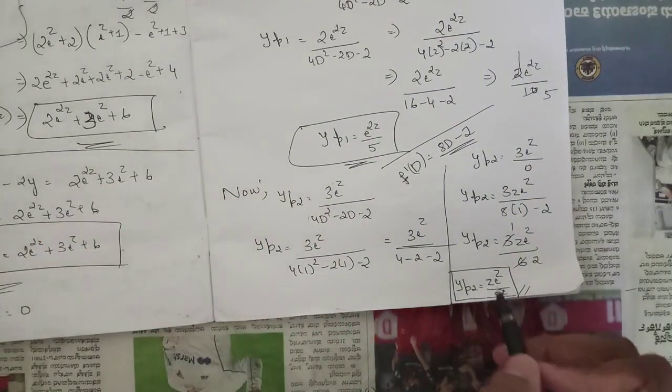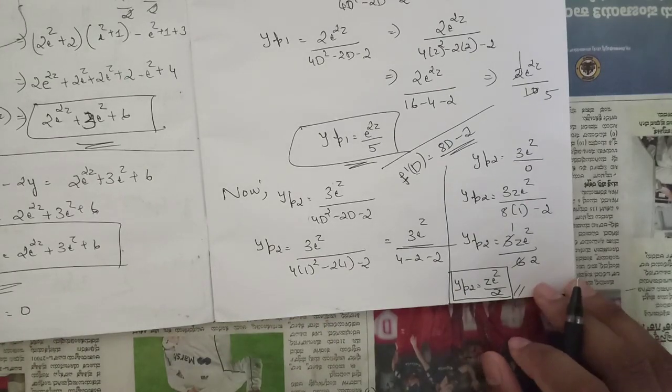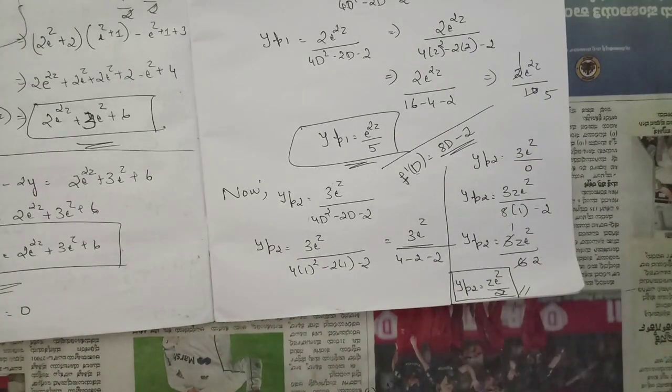so this is visible, right? Z e power z by 2. Okay, so this is your yp2. So now we will solve for yp3 also.